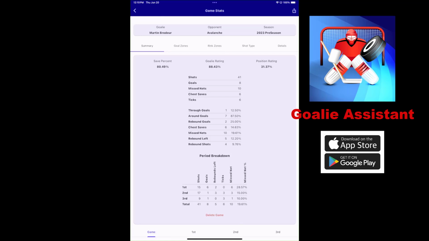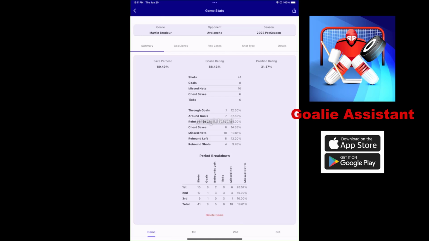Position rating is really cool for me too, because it helps you analyze how good your positioning is, right? A lot of goaltending is being in the right spot. Getting positioned correctly, where you can square up and make saves based on your positioning, is what that rating will tell you. 31% of the time, just being in the proper position resulted in the puck not going in the net. Maybe they missed the net, maybe it was a chest save, whatever, but good positioning.